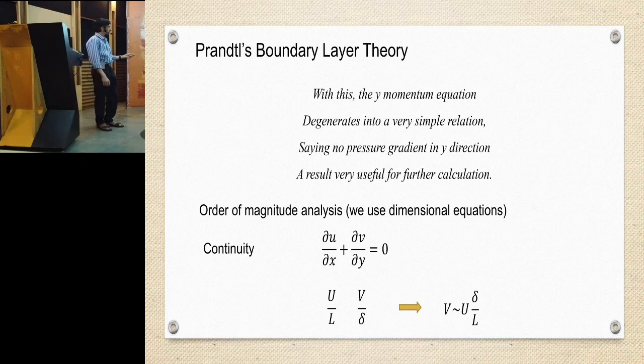So in fact, if we say that these two terms have to be of the same order, or comparable to each other, then these two have to be of the same order of magnitude, and therefore the v velocity has to be of this form. So the v velocity is less than u velocity by a factor delta by L. So within the boundary layer, the wall normal velocity is much smaller as compared to the streamwise velocity. So that's what it says.